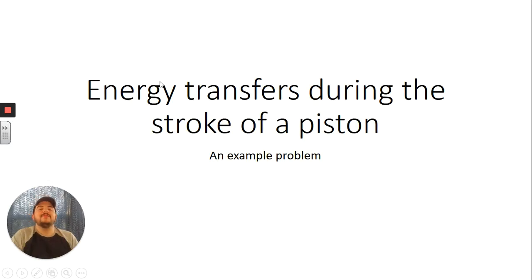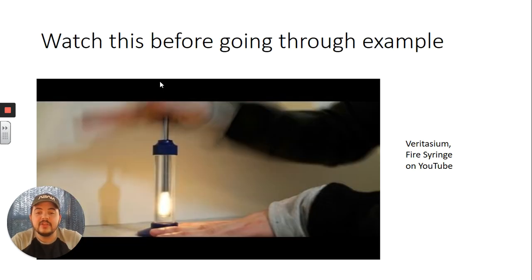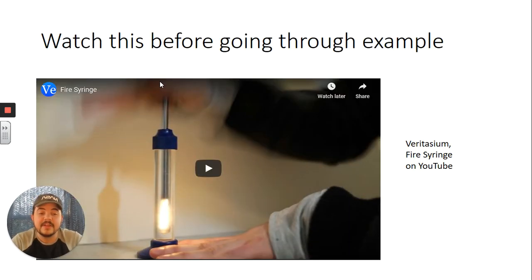Hey everybody, in this video we are going to be doing an example problem where we look at the energy transfers during one stroke of a piston. To start us off, make sure that you have watched this video from Veritasium on YouTube about a fire syringe. This demonstration will help us look at the results we get in the end and try and make sense of them. So make sure you watch this video first.